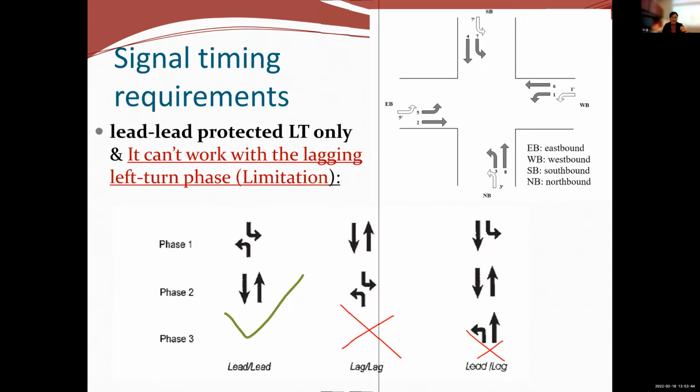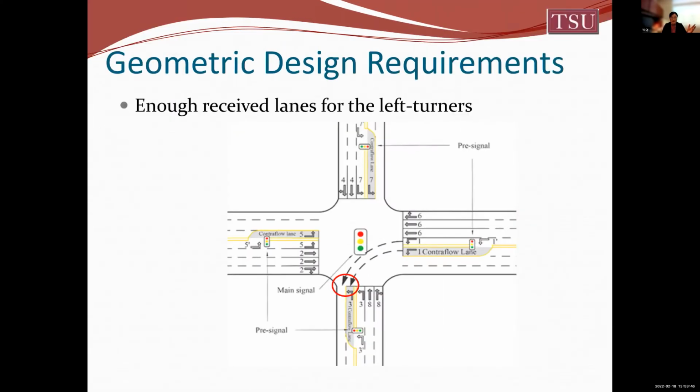Okay. Then let's talk about geometric design requirements. How we make things work. First, if you have multiple left-hand lanes, you need to make sure the cross street has enough lanes to receive all this left-hand traffic. So there should be enough receiving lanes for the cross street.